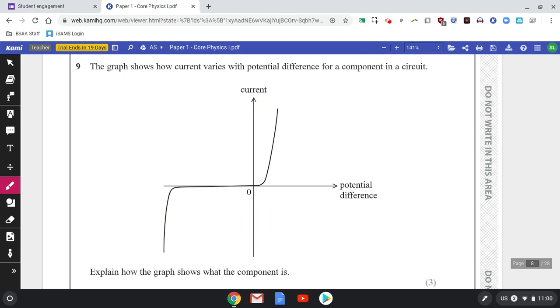Now, just a little word of warning: there's 3 marks up for grabs here, so we can't just write it's a diode because it only lets current flow in one direction. That's not going to get you 3 marks, is it?